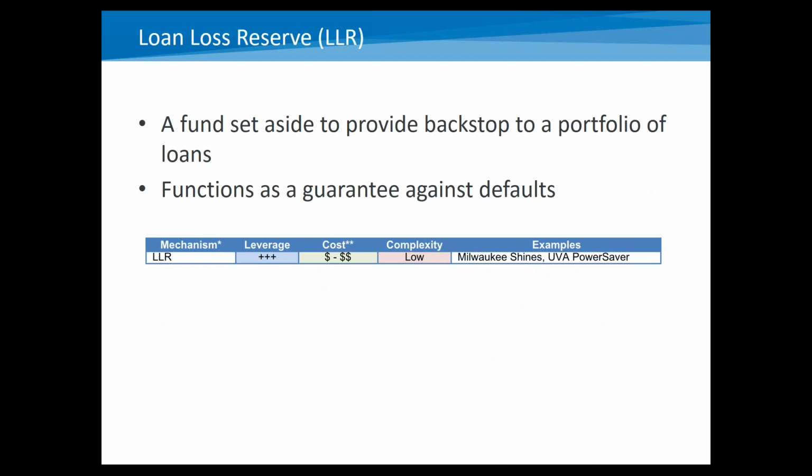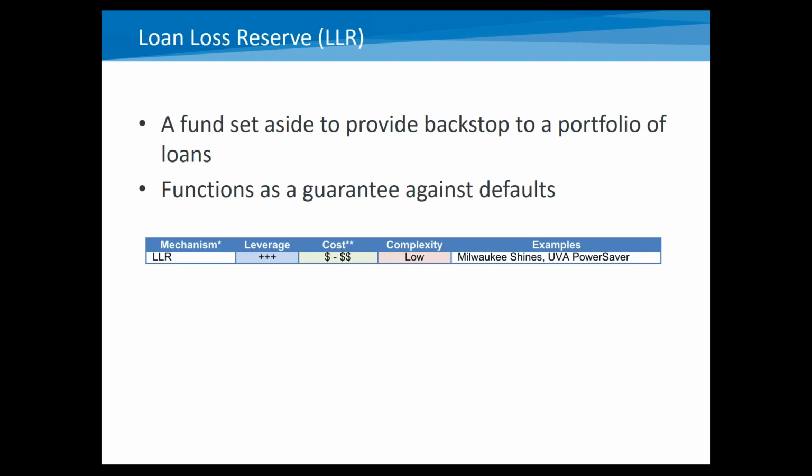That's essentially a fund that's set aside to provide a backstop against a portfolio of loans. So in case there's a default in a loan portfolio, this loan loss reserve can pay out to cover some of the costs that a financial institution would experience in the case of such a default. And it can be used for other things too, meeting delinquent payments, things like that, making the bank whole. So you have to decide what the rules of this particular fund would be. But they can be particularly high leverage mechanisms, which means that they can generate a sizable amount of private investment for a low public expenditure.